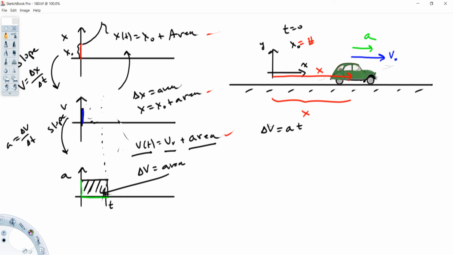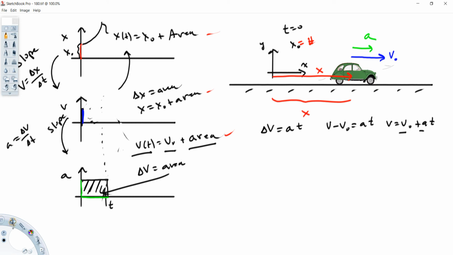Now, delta anything, remember, is v final minus v initial. So we've got v minus v initial. So this v is our v final, or our time-dependent v. And that's going to equal acceleration times time. And then you just solve this for v, and we get v equals v initial plus at. Now, presumably v initial is some number and the acceleration is some number, and what we have is a linear function now.